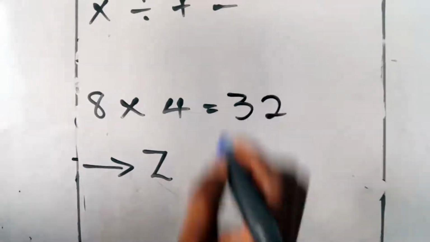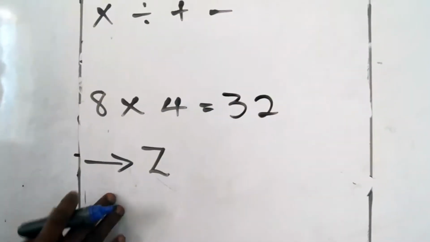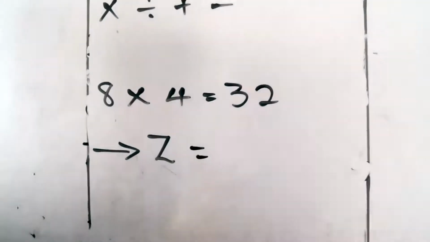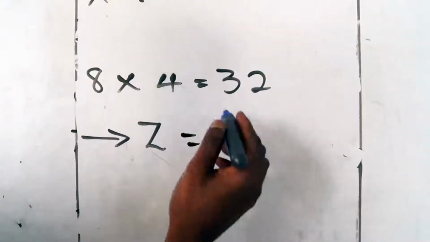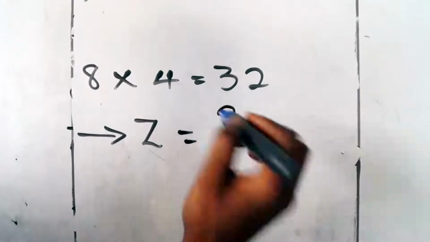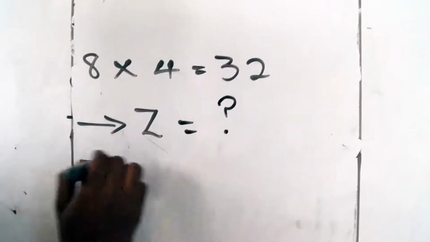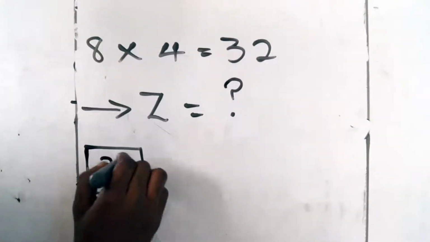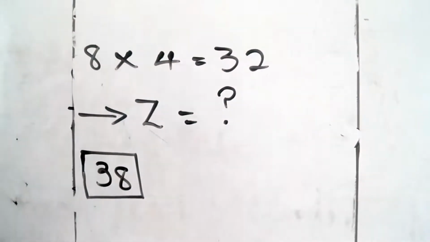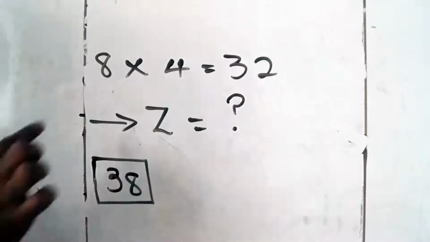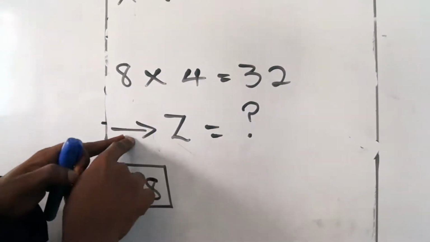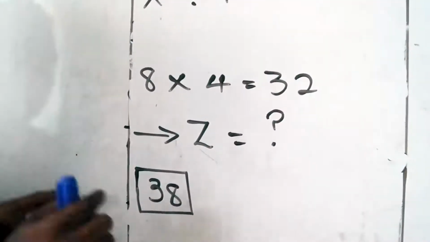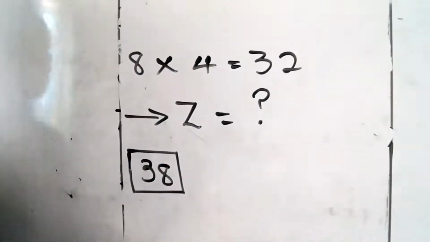Now we have 32. Remember I said this is equal to what? You don't know what this is. And remember our final answer says what? 38. That's what our final answer says. So what is this sign? What does this arrow represent? And what does this Z represent in order for you to get your 38?